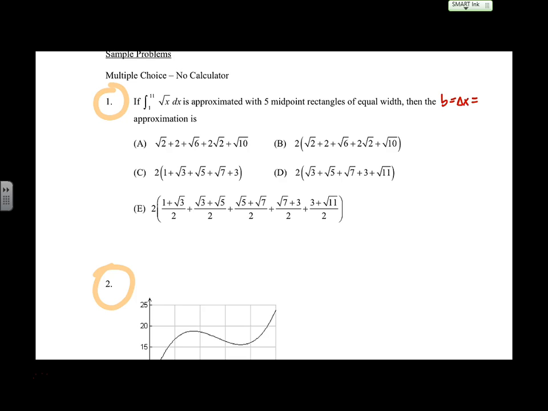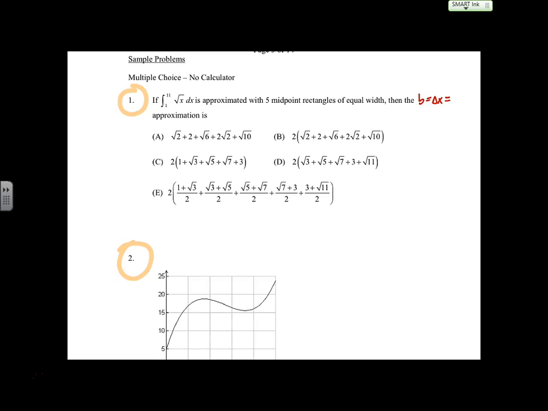You can think in between 1 and 11 is a distance of 10. Remember, you can do the 11 minus 1, find a distance of 10, cut it in fifths. 10 divided by 5 is 2. There you go. Okay. So we have bases of 2.